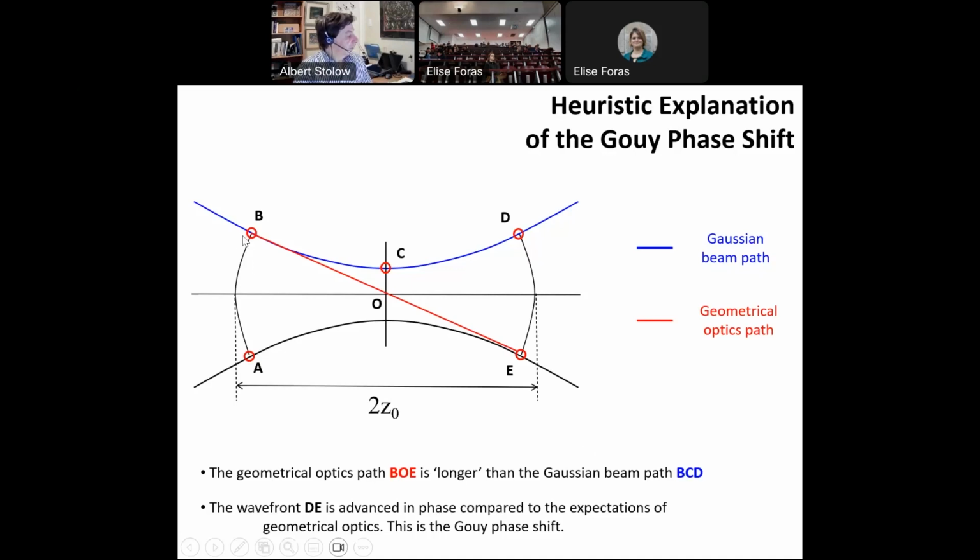Imagine that I have ray tracing, which means light at some point B will go in a straight line through the origin and come out here at this point E. But in fact, because of the diffraction of light, it doesn't do that. It cannot go through a mathematical point. Instead, it comes to this smallest distance here, C, and then diffraction forces it to expand again. It comes to the point D. And the point is that this path BOF is longer than this path BCD if you just measure the path length. And so a difference in path length means a difference in phase shift. So this apparent phase shift compared to the expectations of geometrical optics is called the Gouy phase, invented in France, by the way.